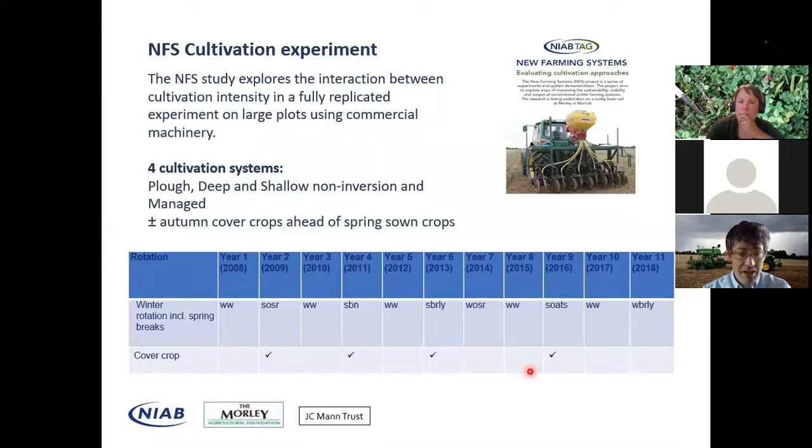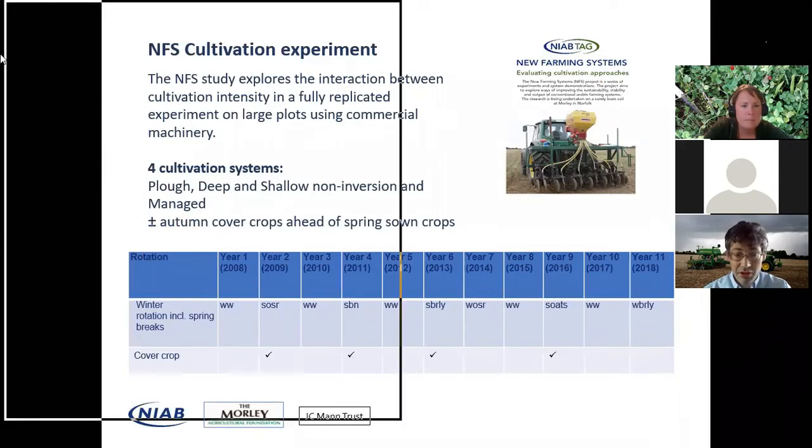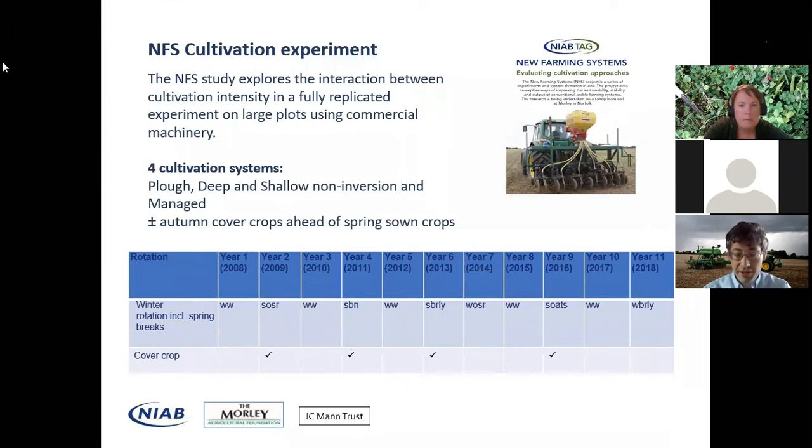So we have winter wheat followed by the spring breaks. And so far within the study program, we've had iterations of 4 cover crops. So in 2009, 2011, 2013 and 2018.